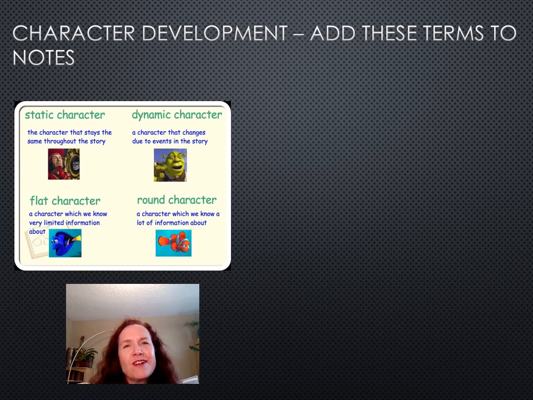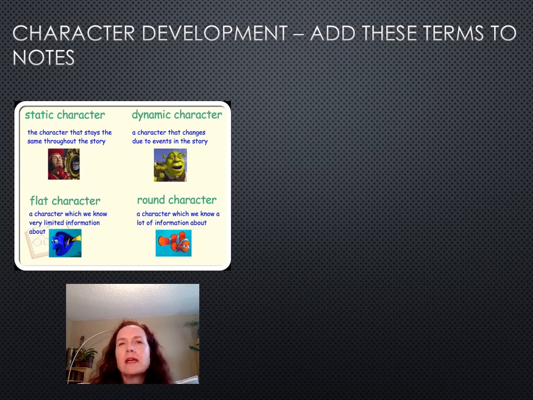A flat character is kind of just one note, doesn't really have a wide variety of personality traits. We don't know that much about them, as opposed to a round character, who is well-rounded. They're not just one way, and we happen to know a little more detail about them. A static character is one way in the beginning of the story and stays that way all the way through. Most of our flat characters are indeed static. And a dynamic character starts off one way and shifts or changes over time.